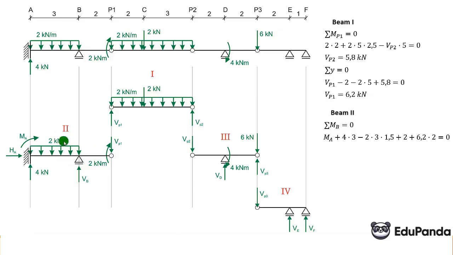Okay. MA plus 4 times 3 minus 2 times 3 times 1.5, plus this moment, 2, plus 6.2, so the reaction VP1 at arm 2.